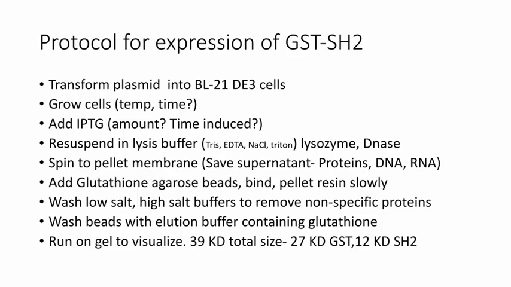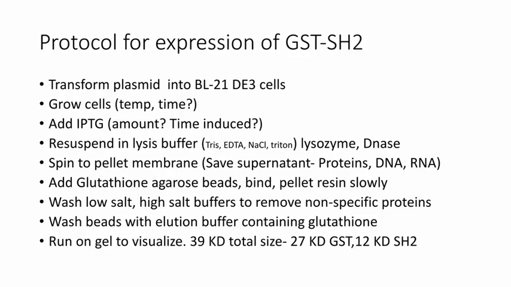And then we're going to pellet all of that down. We're going to spin it and pellet down the membrane, and in our supernatant, just like in the plasmid prep experiment, we're going to have proteins and maybe some DNA that's left, maybe some shards of DNA and some RNA. And we're going to add our glutathione agarose beads and allow them some time to bind. And then we're going to pellet the resin slowly.